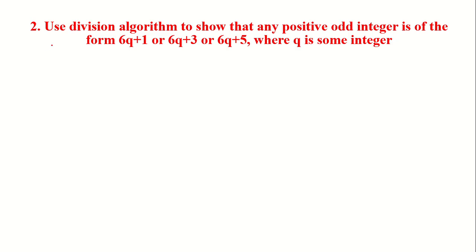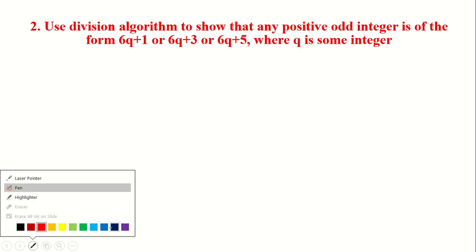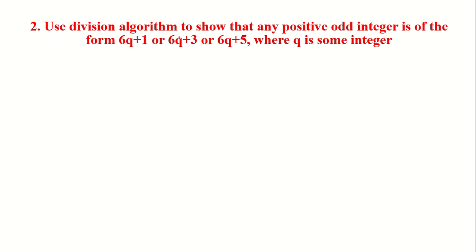So read out what the question is given here. The second question is: use division algorithm to show that any positive odd integer is of the form 6q plus 1, 6q plus 3 or 6q plus 5, where q is some integer. Okay. So let's move to the solution. You all are familiar with division algorithm, right? If you are new to what division algorithm is, you can check out my previous videos in which I completely explain what division algorithm is.